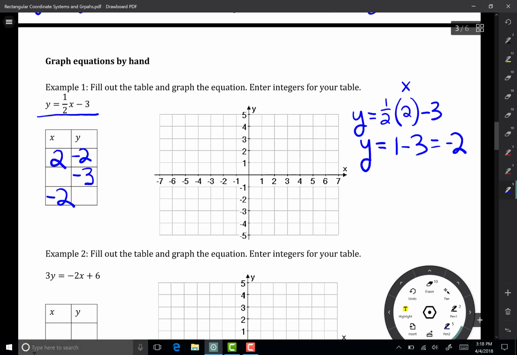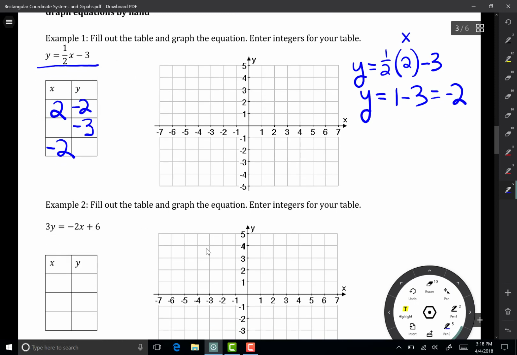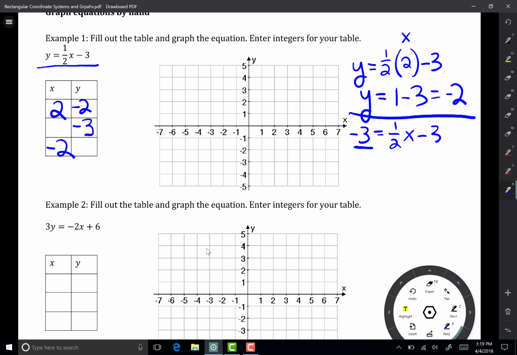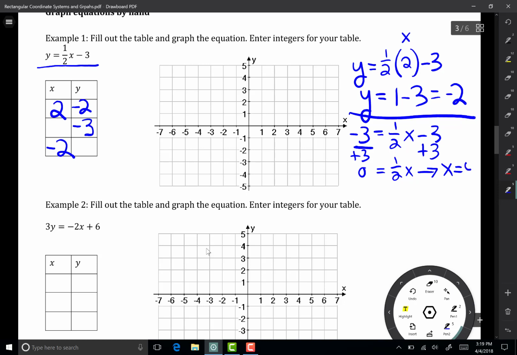Now let's look at if I want to find the value of x when y is negative 3. So now instead of plugging in for x, I'm plugging in for y. So I'm going to have negative 3 is equal to 1/2 x minus 3. This is what y used to be right here, but we replaced it with negative 3. So I'm going to add 3 to both sides because I want to solve this for x. So I get 0 is equal to 1/2 x, which means x has got to be 0. So I now know the value of x when y is negative 3.